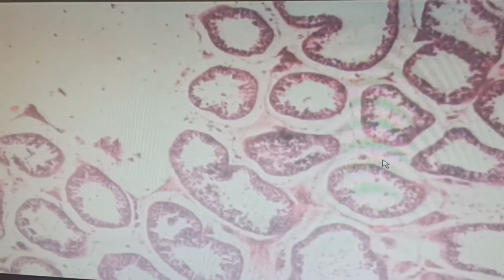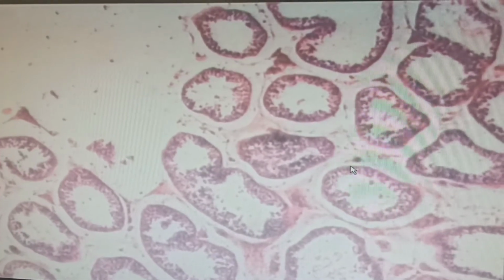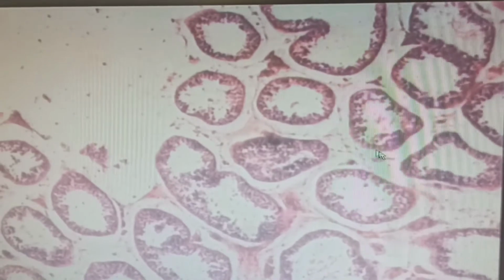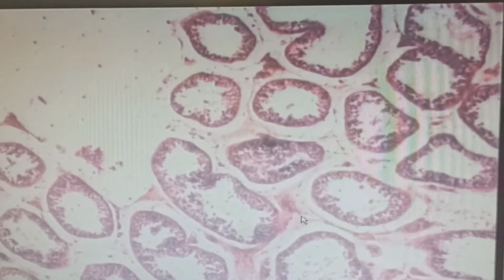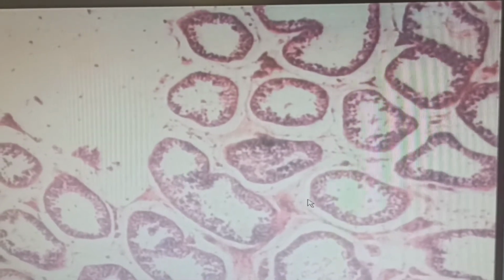Inside, then we have the cross section from the seminiferous tubules. Because the seminiferous tubules are convoluted tubules, all of the sections you can see are cross sections from the seminiferous tubules. The space between the tubules is filled with loose connective tissue called interstitial tissue. Within that we can see some interstitial cells. I will show you with more magnification.